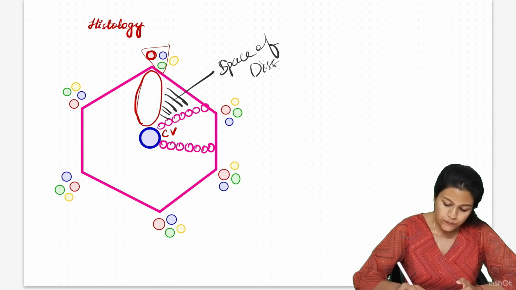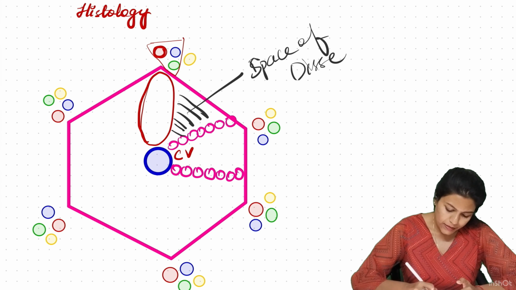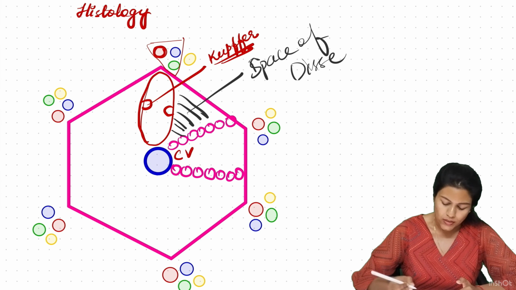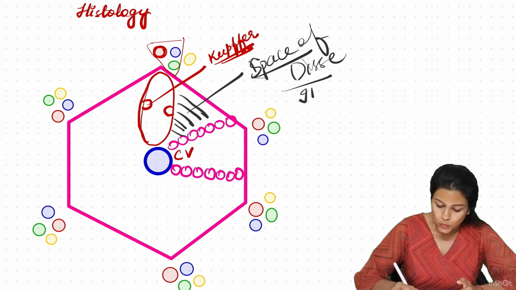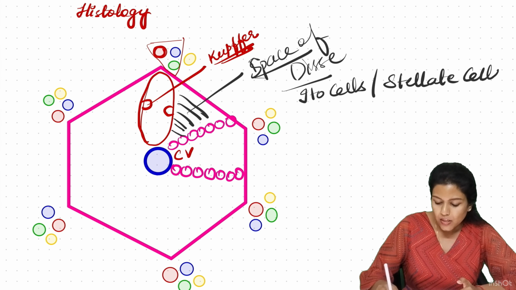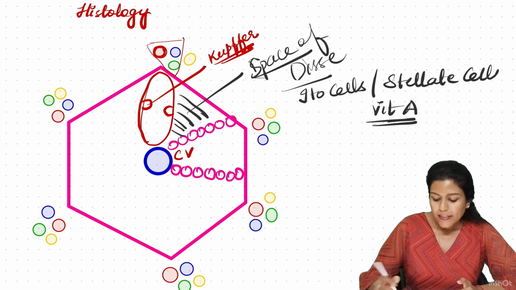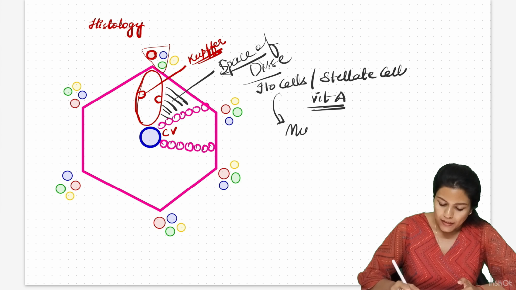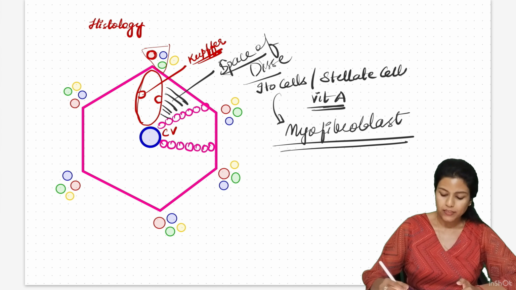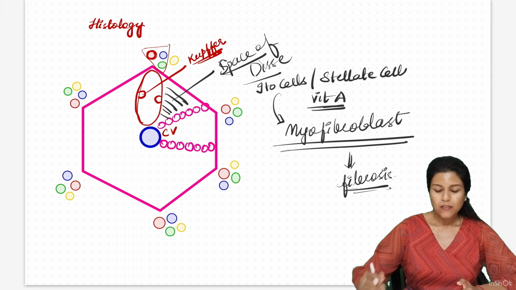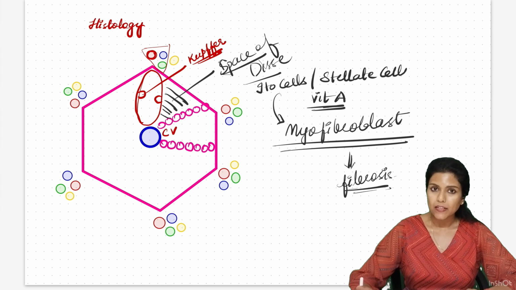The vascular sinusoids contain macrophages called Kupffer cells. The space of Disse contains Ito cells, also called stellate cells, which are the vitamin A storing cells. Under special circumstances, these Ito cells transform into myofibroblasts and produce collagen, which gets deposited, and this is responsible for fibrosis. This is in brief about the histology of a classic hepatic lobule.